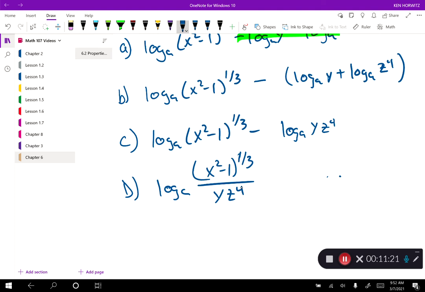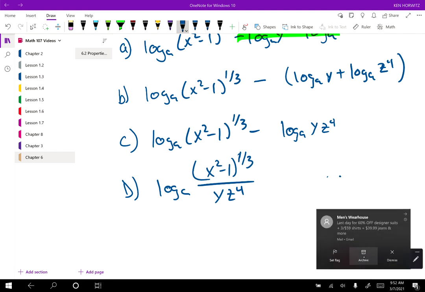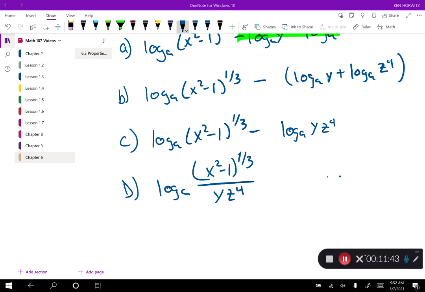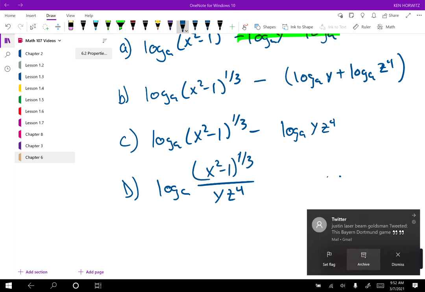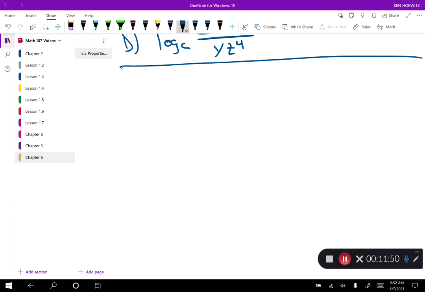But these properties would be a little bit silly if all you did was condense or expand expressions. You have to be able to apply them. The reason we have these properties is so we can apply them to logarithmic equations, which is our primary reason to apply them. So let's scroll up and apply them to logarithmic equations.